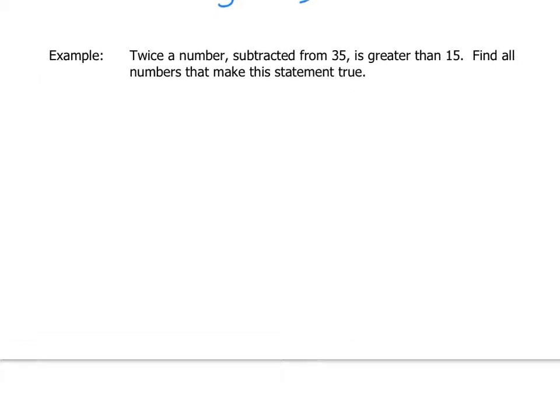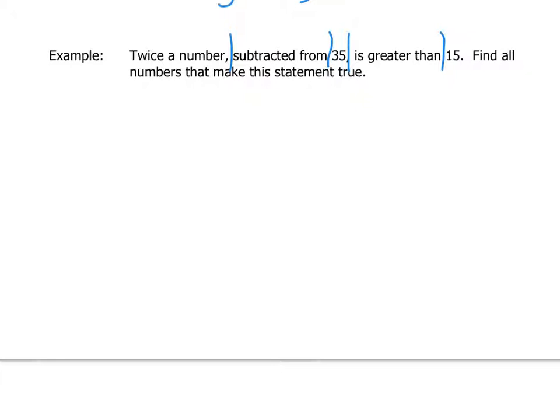And we have twice a number subtracted from, so again we're going to have the reversing of the order. 35 is greater than 15. Find all numbers that make this statement true. So again, we're going to start out with twice a number subtracted from. Let's chunk this up. So twice a number is a chunk. Subtracted from is a chunk, 35 is a chunk, is greater than is a chunk, and 15.